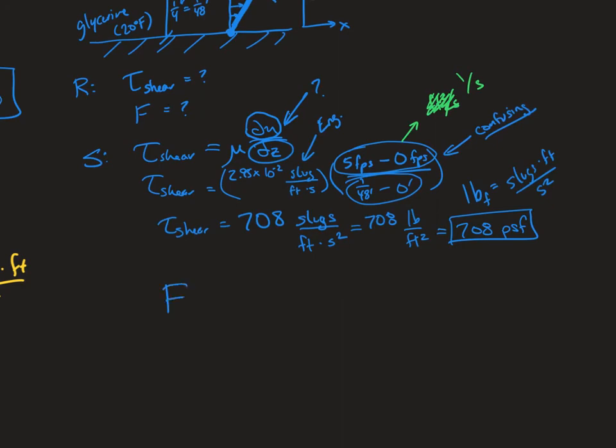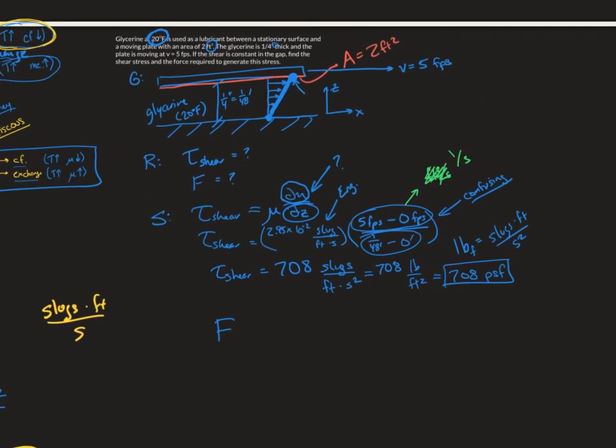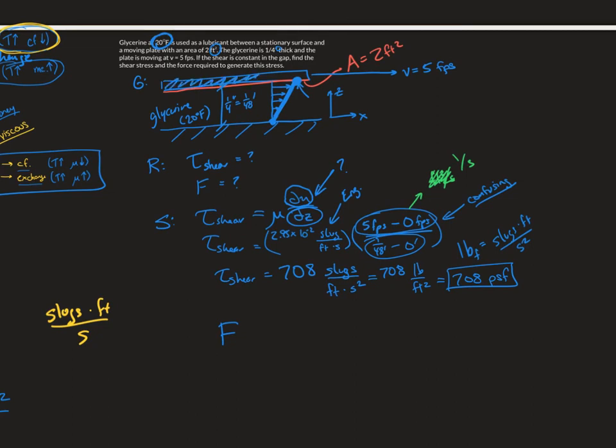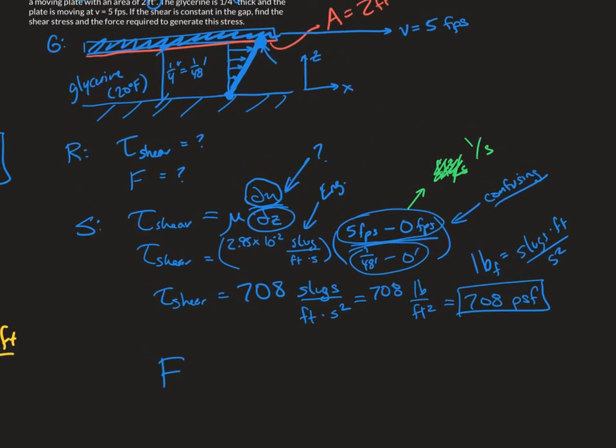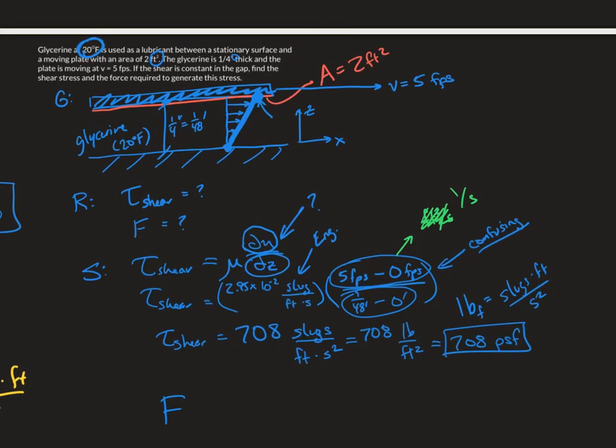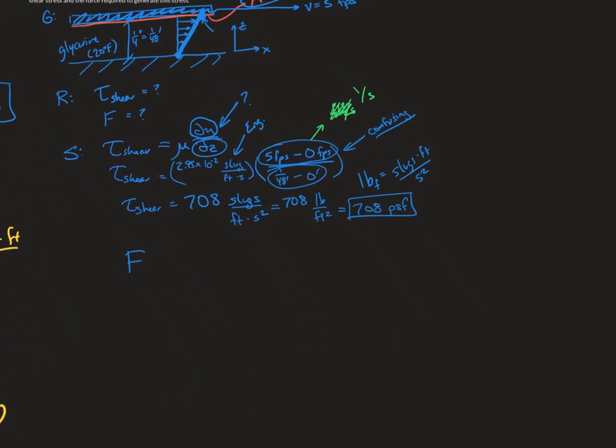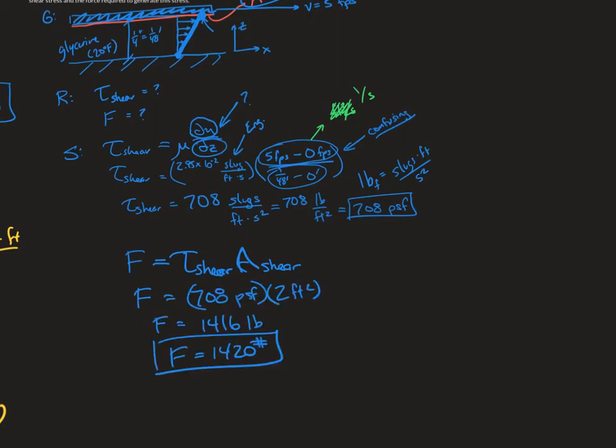The second part is we want the force required to make that happen. The force is being applied on this plate at the top, so it's going to depend on how big that plate is. Obviously if that plate were the size of a football field, it's going to be a lot harder to create that sort of shear in the fluid than if the plate is, in this case, 2 square feet. So basically we take the tau shear and multiply times the area, the area over which that shear is happening. In this case, this is almost trivial, we just plug and chug.